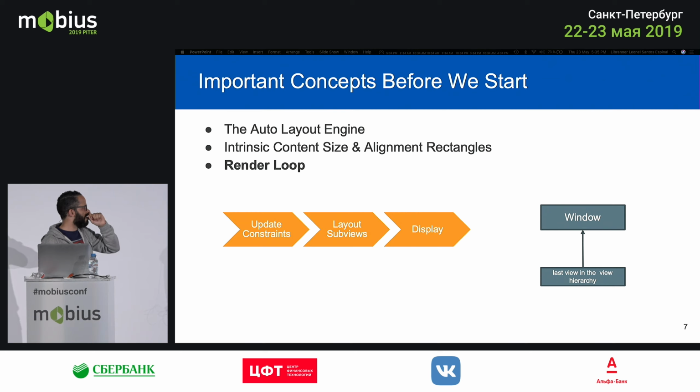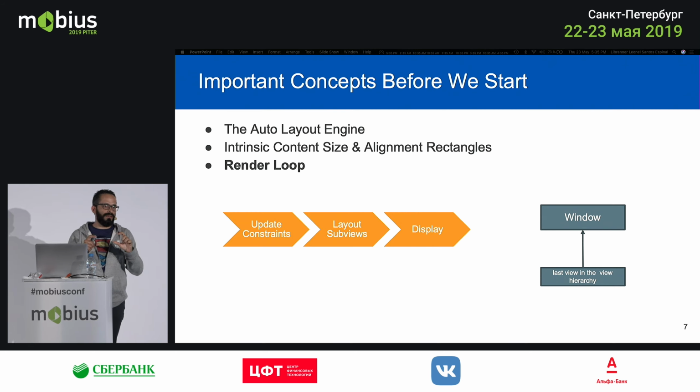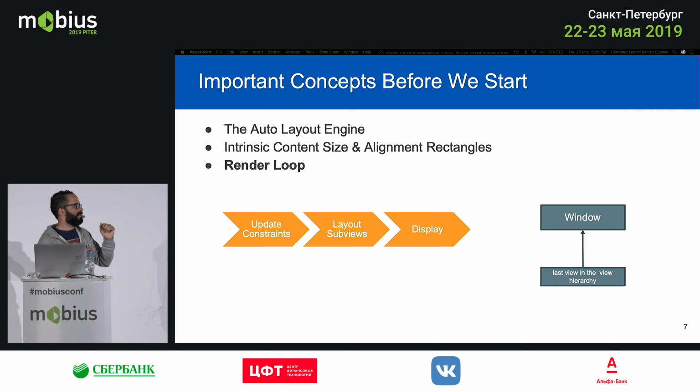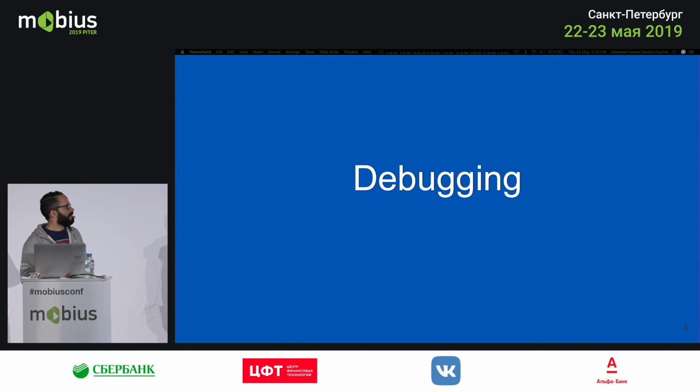Another thing is that the render loop runs from the last view in the view hierarchy to the window, and layout subviews runs in the different direction, from the window to the last view in the view hierarchy. And then the view just gets displayed using the draw methods and all this stuff. So, debugging.